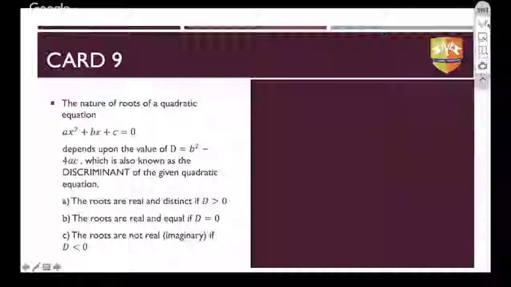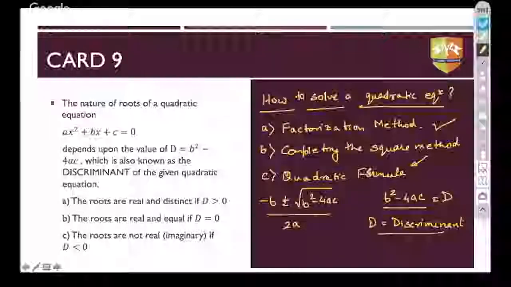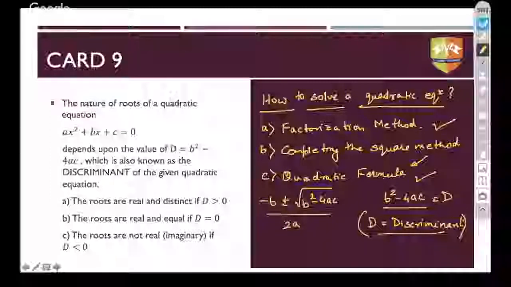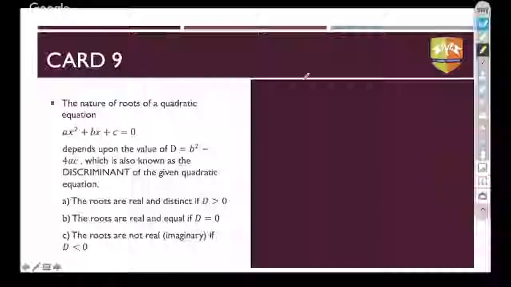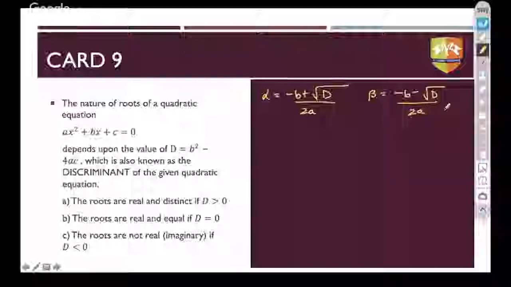So if you see in our quadratic formula, let me just delete this. We are now dealing with the quadratic formula. As I told you previously, we will come back to the discriminant, and here is what I meant. Let's say in your quadratic formula, alpha was equal to minus b plus under root d upon twice of a, isn't it? And beta was equal to minus b minus under root d upon twice of a, right? These are the two solutions or two roots of the quadratic equation ax square plus bx plus c equals 0.